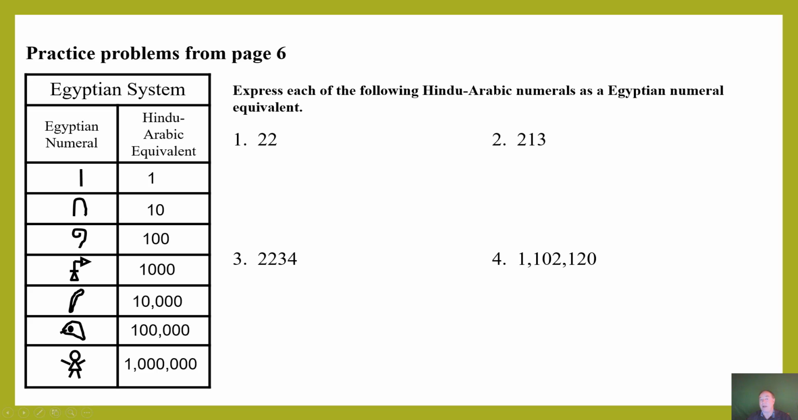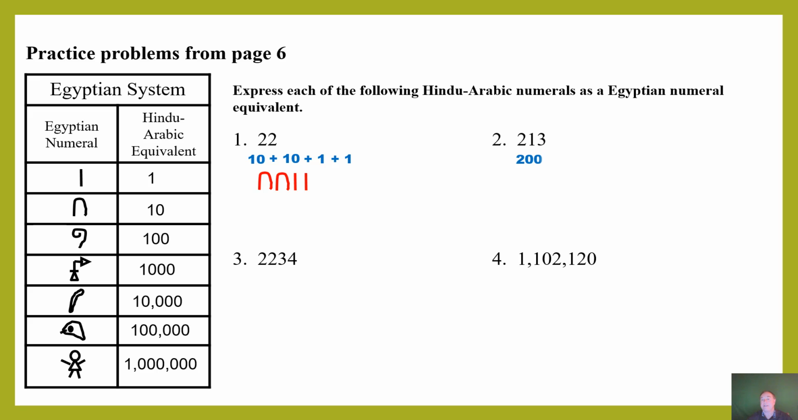All right, now let's go the other way. Page 6 also of your book. Let's express each of the following Hindu-Arabic numerals as an Egyptian numeral equivalent. So take a moment, pause the video, try to represent these using the Egyptian numerals. All right, 22. That's going to be 10 plus 10 plus 1 plus 1. So that'd be 2 heel bones, 2 strokes.